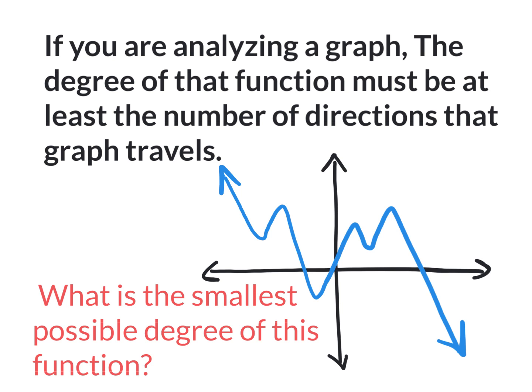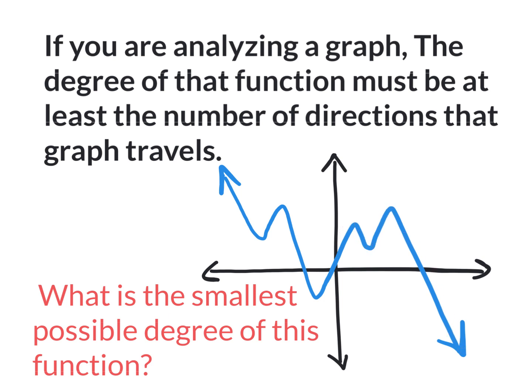Let's read this. If you're analyzing a graph and the degree of that function must be at least the number of directions that the graph travels, what would the smallest possible degree of this function be? What do you guys think? So if you guys are kind of confused, let's look at this graph however you want, either left to right or right to left. It doesn't matter. I want to look at it left to right. I am obviously traveling down. That's one direction. And then turning point up, that's another direction. That's 2 directions so far. And then down, that's 3. Up, that's 4. Down, 5, 6, 7.